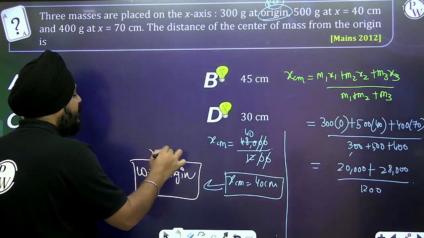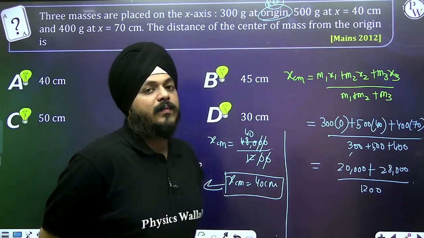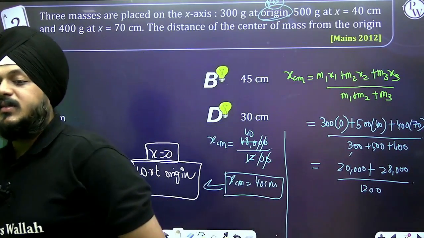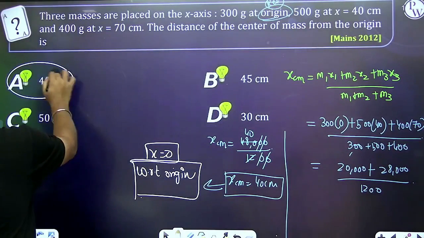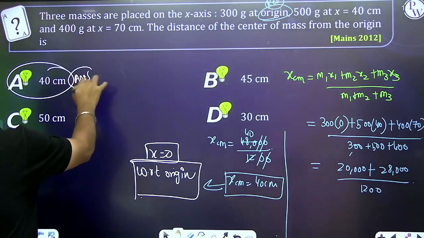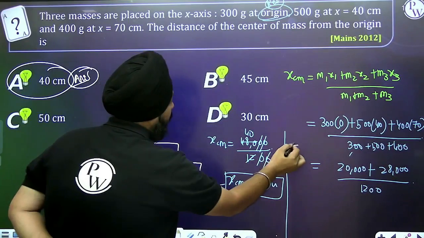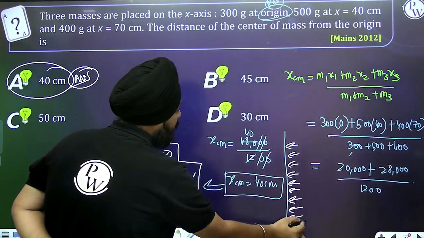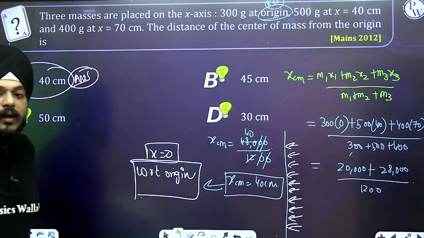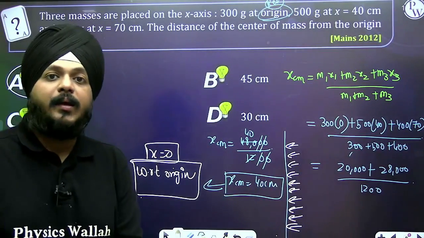For this case, it is x is equal to 0. A is the perfect answer for this specific question, right? A is the perfect answer for this specific question. Yes or no, guys? Okay. A is the perfect answer.